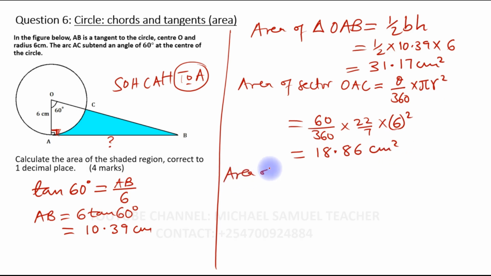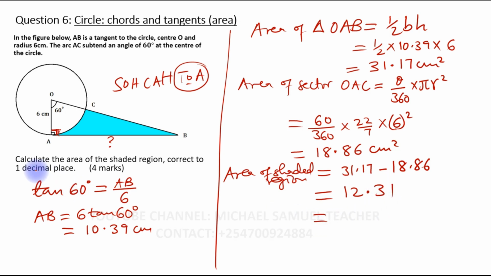Therefore, the area of the shaded region will be equal to the area of the triangle, which is 31.17, minus the area of the sector, to get the area of the shaded region. The area of the sector is 18.86. So if we subtract, we shall get 12.31. But the question requires 1 decimal place, so this will be 12.3 centimeters squared. That is to 1 decimal place.